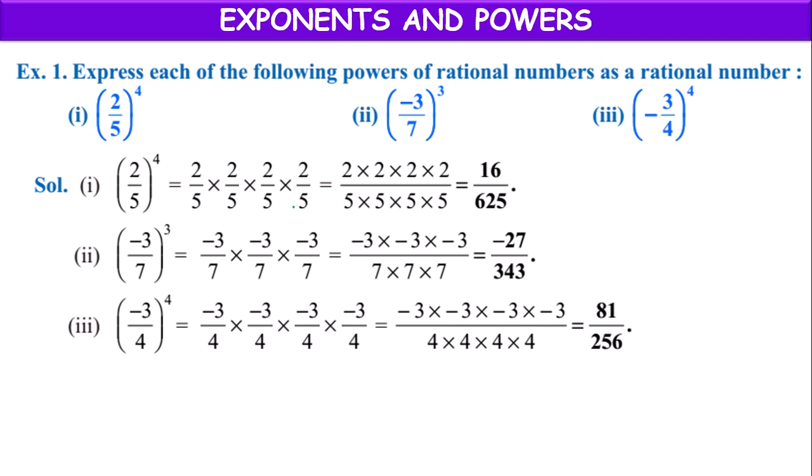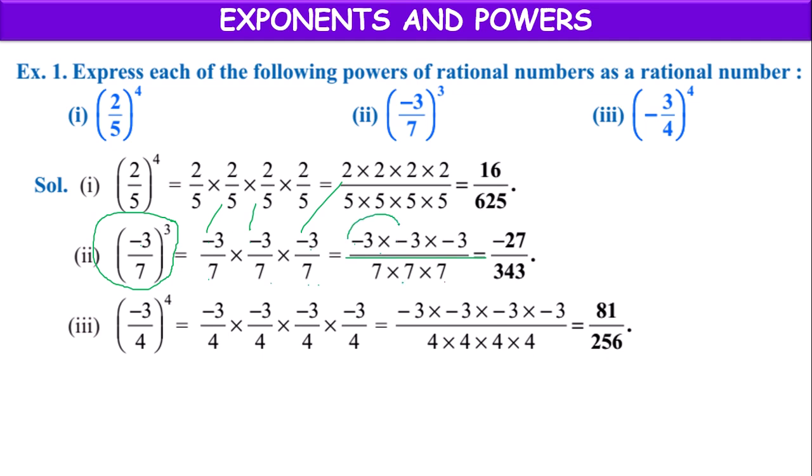Next, 1 minute, children. So next we have minus 3 by 7 whole cube. Minus 3 by 7 to be multiplied by itself 3 times. Numerator: minus 3 into minus 3 into minus 3. We can write the numerator separately. Denominator: 7 into 7 into 7.